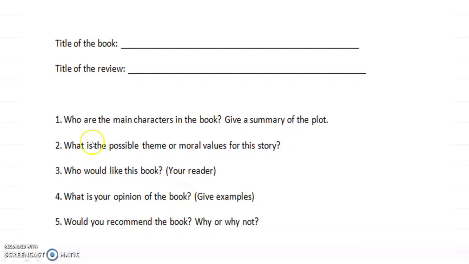Next one, the book. You have the title of the book, title of the review, and more or less the same questions here. You have who are the main characters in the book, give a summary of the plot. Number 2, what is the possible theme or moral values for the story? Number 3, who would like this book? Your reader. Number 4, what is your opinion of the book? Number 5, would you recommend the book? Why or why not? If you want to ask about opinion, teacher, what opinion should I give? What you like and what you do not like about the book. The same as movie, what you like and what you do not like about the movie.